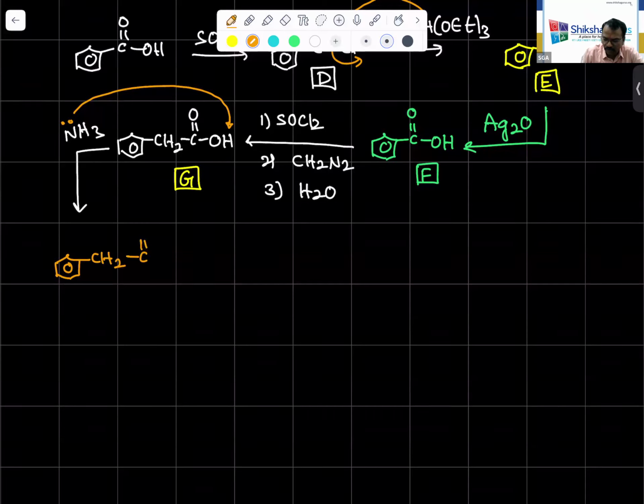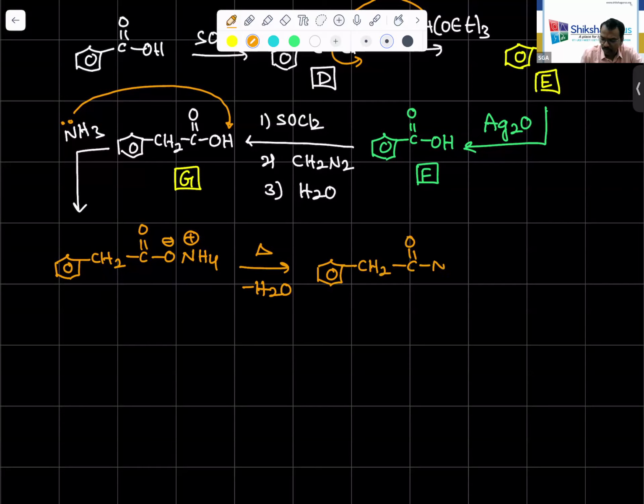If there is no heating, then the reaction stops at the salt form only. It is ammonium carboxylate salt. But it is subjected to heating. Therefore, what will happen? Loss of a water molecule takes place and it will convert into an amide. We are getting a carboxylic acid amide. Here it is the ammonium carboxylate salt, but here loss of a water molecule takes place. Therefore, it is completely converted into a primary amide.